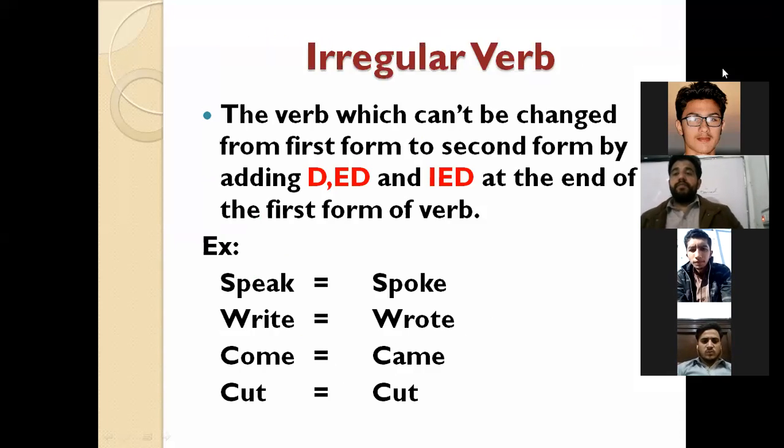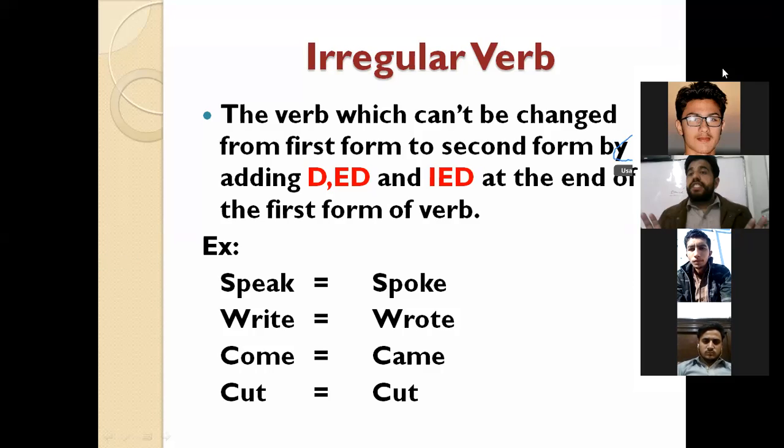We have irregular verbs now. Irregular verbs are those verbs which cannot be changed with the help of D, ED, and IED. They don't have any rules actually. We have already discussed it. The definition is also very easy: the verb which cannot be changed from first form to second form by adding D, ED, and IED at the end of the first form of the verb.